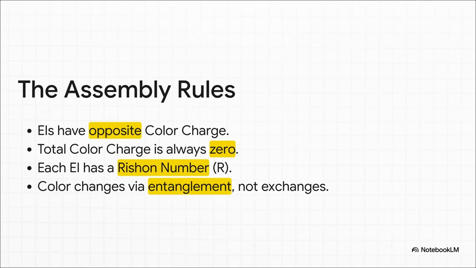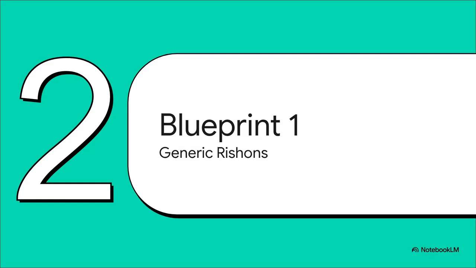And finally, these properties can change through quantum entanglement. Don't worry too much about the deep physics there. Just remember, balancing the charge is the most important rule for all of our blueprints. Okay, let's jump into our very first blueprint. This one is for what we call generic Rishons, and they follow a really distinct recipe.